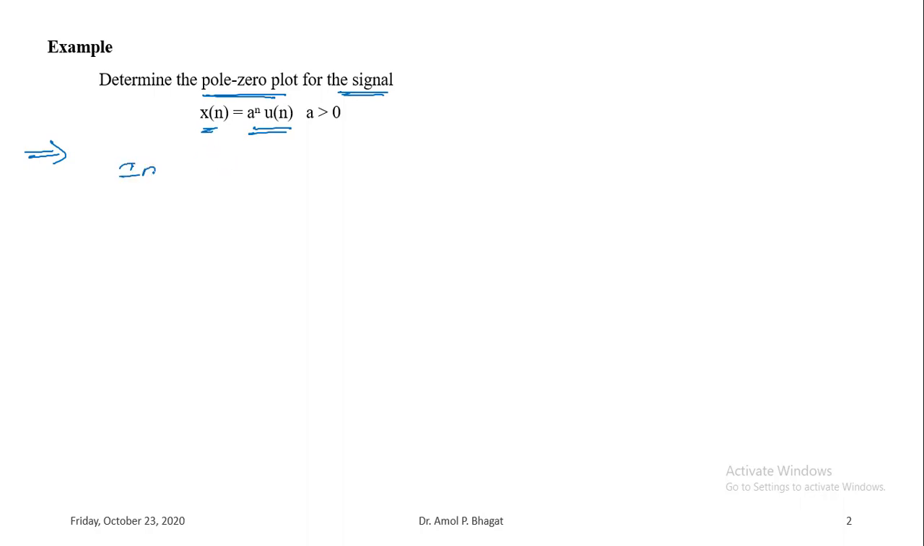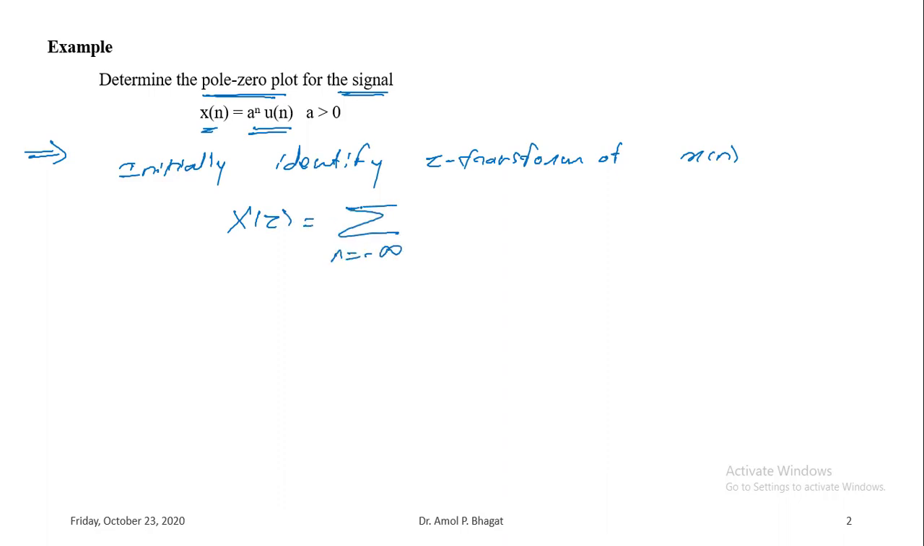Okay, so initially identify the z transform of x of n. Okay, so the formula for z transform of x of n will be x of z is equal to summation n is equal to minus infinity to infinity x of n into z to the power minus n. Okay, so the given x of n is a to the power n u of n, right?